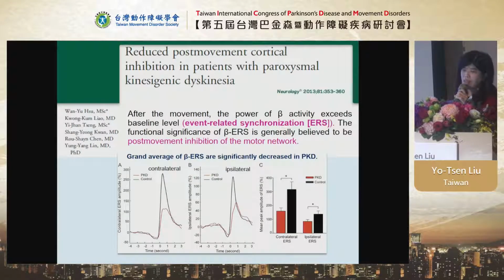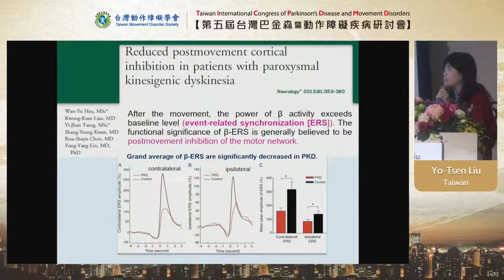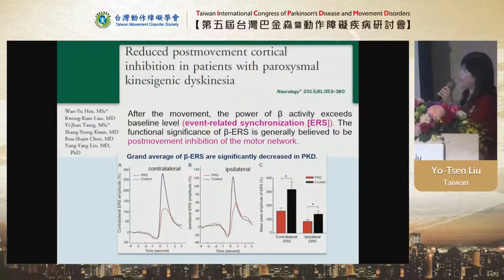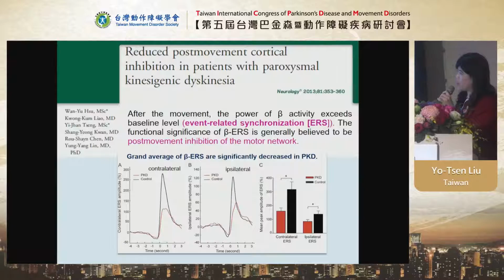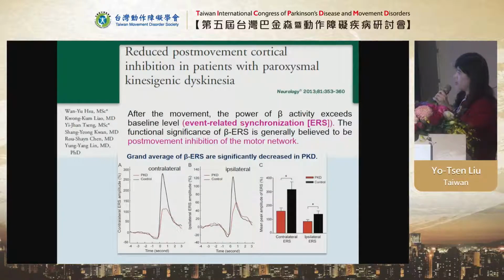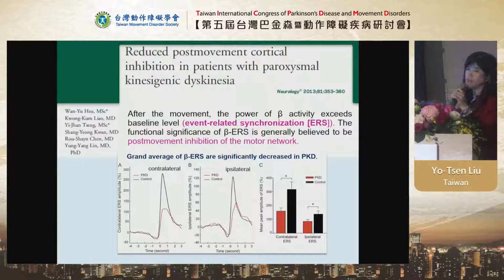First, we found that in PKD patients, they have a reduced post-movement cortical inhibition. Normally, we measure the event-related synchronization, we call the ERS response. For the case control, we have a very good response, with a very sharp waveform. But for the PKD patients, the peak is much reduced and the time latency is a little bit prolonged. That means the neurons lost their synchronization.